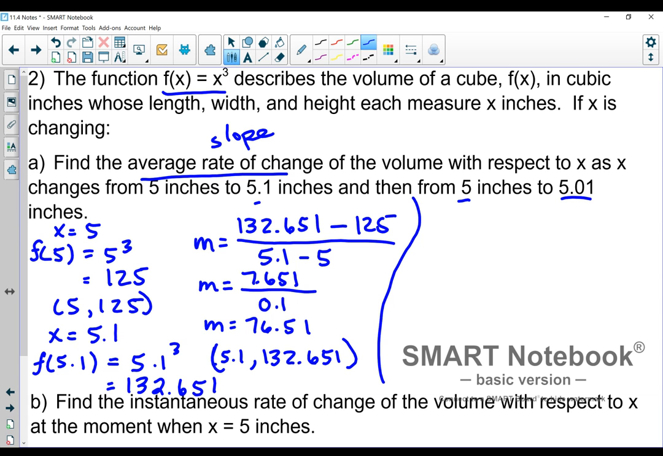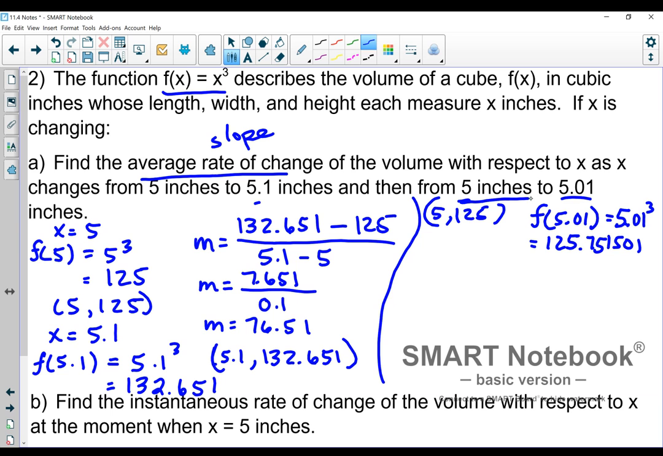So let's look at, we already know what happens at 5. We already have that ordered pair 5, 125. So let's look at 5.01. So f of 5.01 is going to equal 5.01 cubed, which is going to equal, we need a little more space on this one, 125.751501.